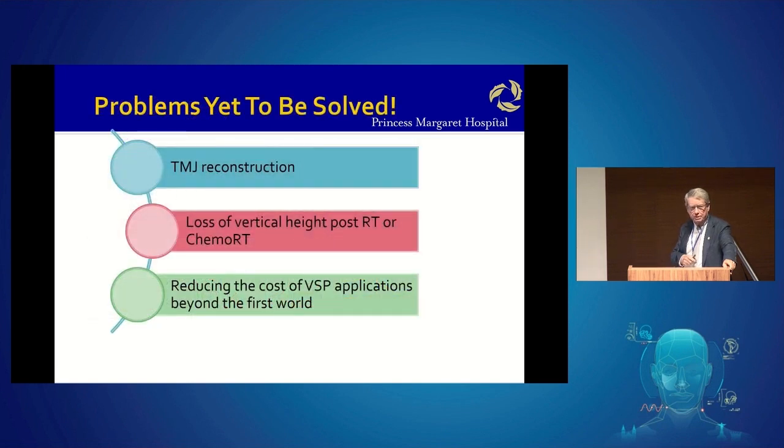So there's still problems yet to be solved in terms of the mandible, TMJ reconstruction. We'll talk a bit about that tomorrow. Loss of vertical height post-radiation, and reducing the cost of VSP applications beyond the first world. And we'll also talk about that tomorrow.